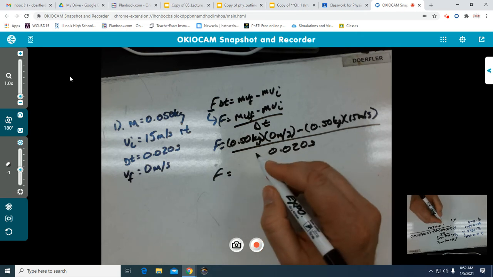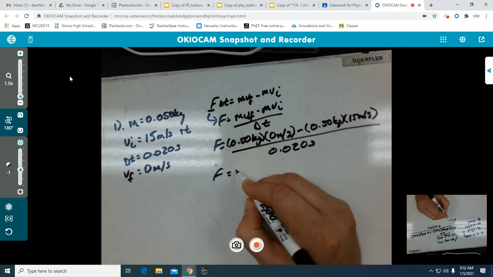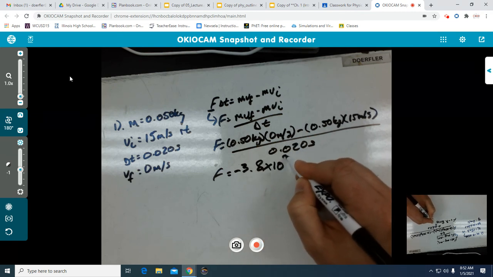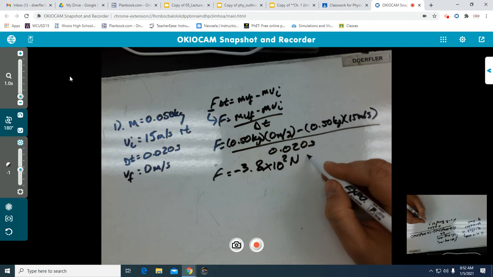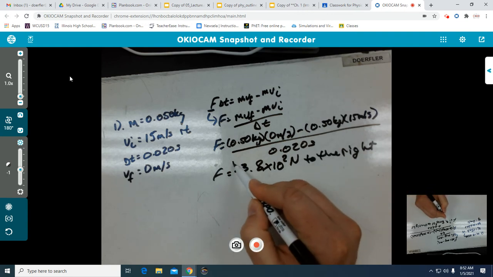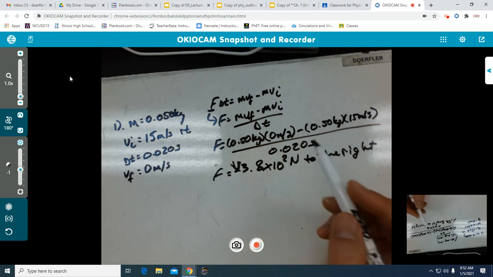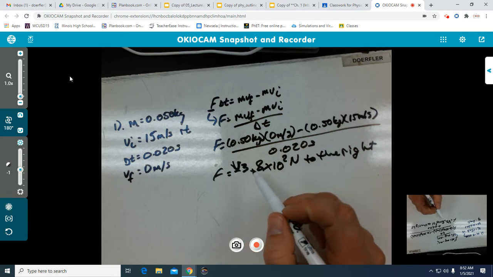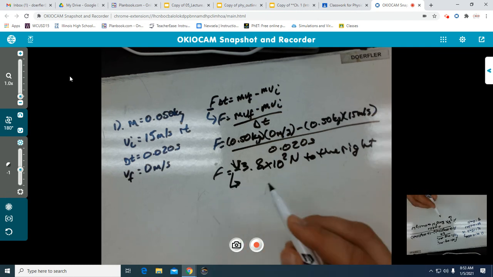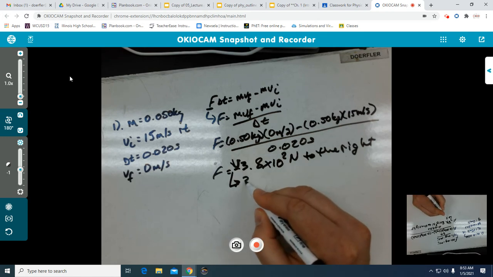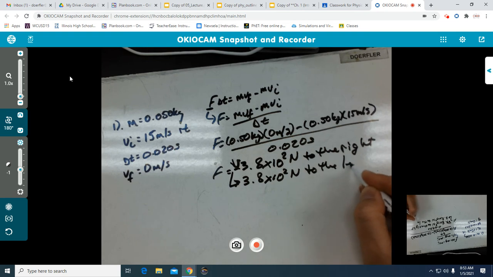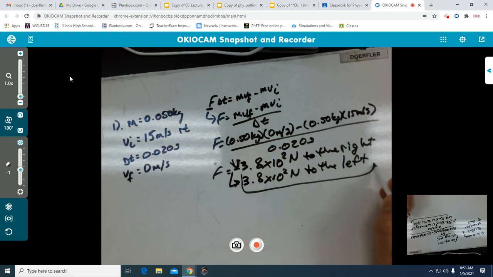So the force, after we calculate this, we're going to end up getting a negative 3.8 times 10 to the second newtons to the right. So that was the direction the ball traveled. But again, we've got this negative sign here. Like we did back in the first semester, we have to adjust for that negative sign. So really, what that does for our final answer is make it 3.8 times 10 to the second newtons to the left. Okay, so that makes this our final answer.